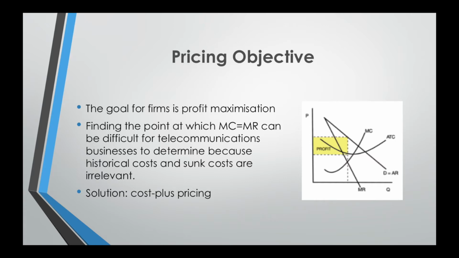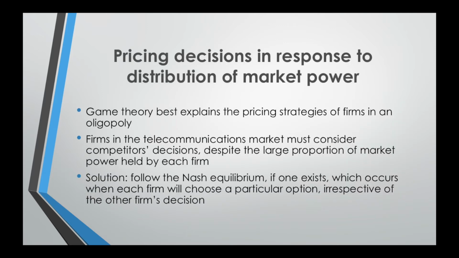This exact point can be difficult for telecommunications businesses to determine because historical costs and sunk costs are irrelevant but make up a large proportion of costs in the market. To solve this problem, businesses can use cost-plus pricing with consideration to price elasticities, as firms in this market have large market power. This considers costs and adds a markup based on the perceived value that consumers place on the product. Game theory best explains the pricing strategies of telecommunications providers.